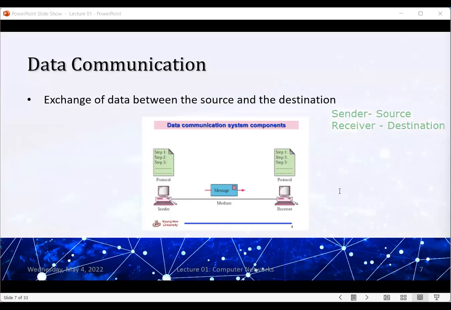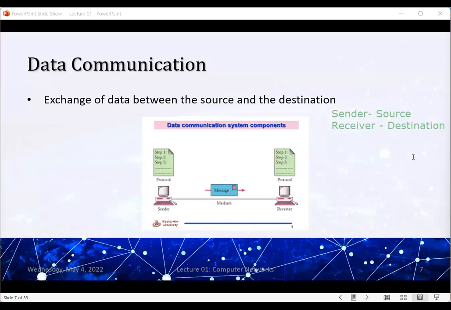Every time we make sure of the communication, there should be a source and also there should be a destination. The person or the device which is sending, sharing information, we call that the source or sender. And the person or the device who is receiving the information, we call that the destination. So if you want to make any communication, there should be a source as well as a destination.